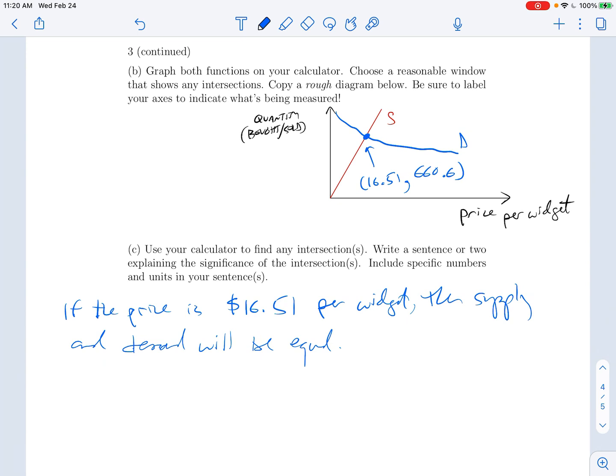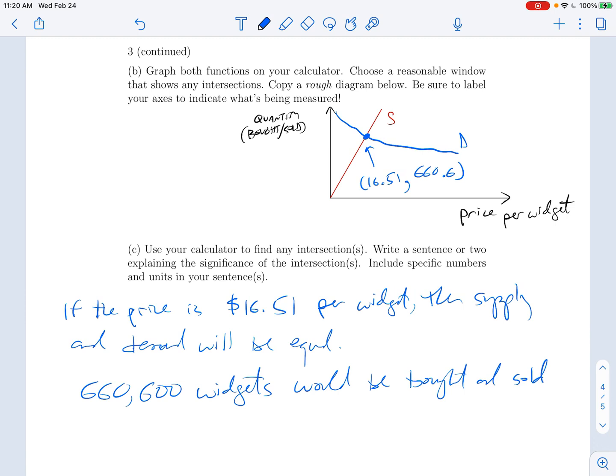And the number, this is in thousands, is 660,600. So 660,600 widgets, that's the quantity, would be bought and sold. Producers would want to sell that many, consumers would want to buy that many.